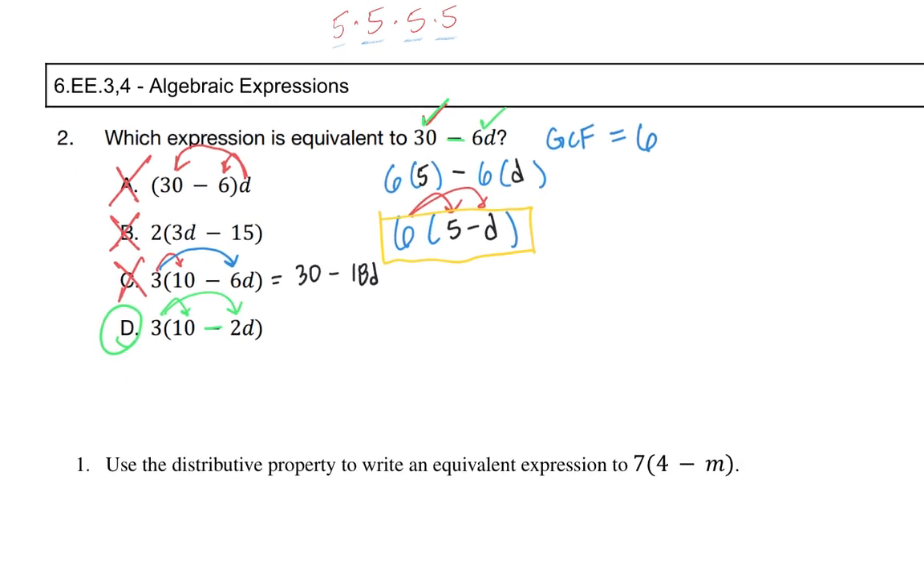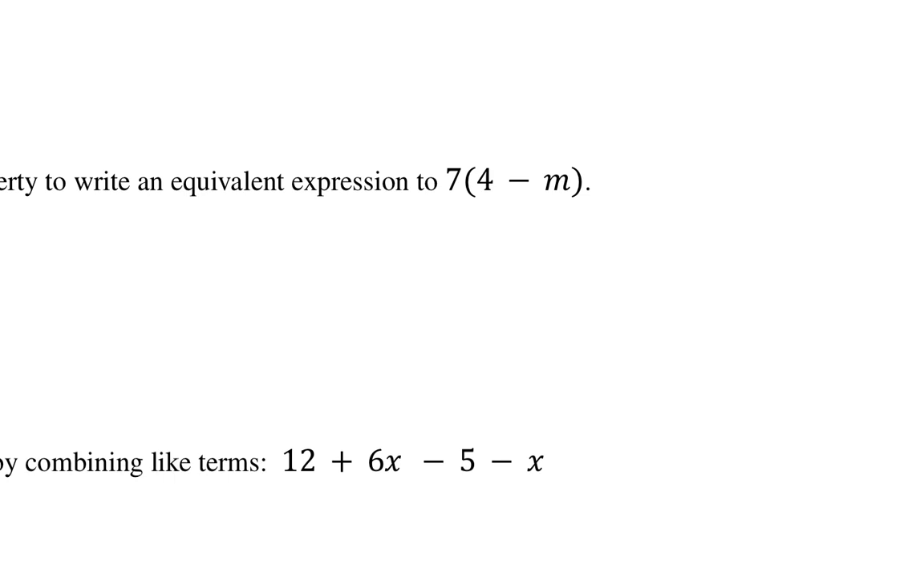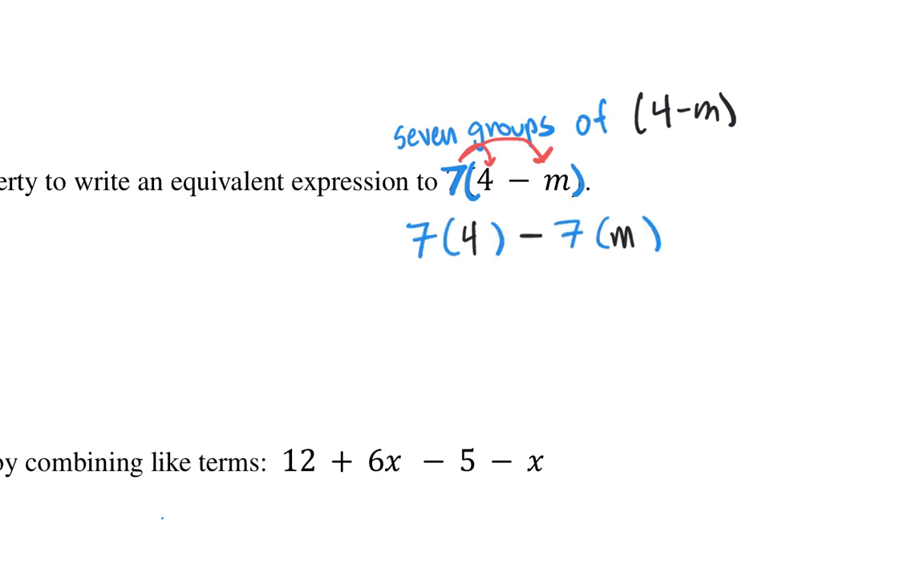So what they're asking us to do now is just to use the distributive property here. So use the distributive property to write an equivalent expression for 7 times (4 minus m). So this is 7 groups of 4 minus m's. That's how this is read. 7 groups of 4 minus 7 groups of m. So it's 7 of these, minus 7 of these. So 7 4s minus 7 m's. That's what we've got. And now we just have to simplify, right? 7 4s is 28 minus 7 m's is 7m.